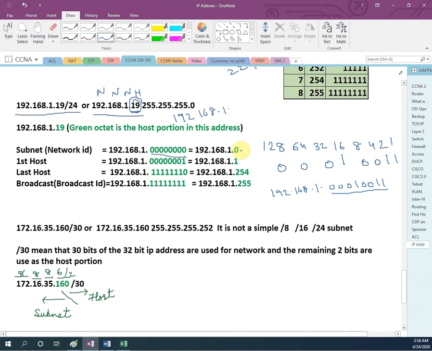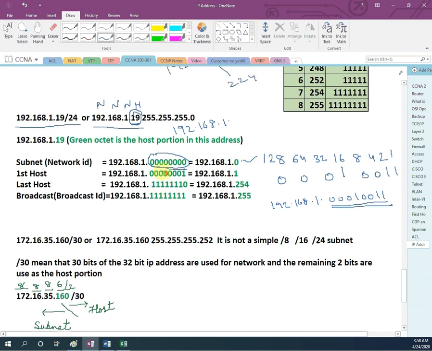So in decimal we can write this as 0. So this is a network ID. Any confusion? Simple way: to make the network ID, we need to make the host portion 0. This is the host portion, and the 19, if I convert it to binary, looks like this. So I make all of it 0 and keep it like this.